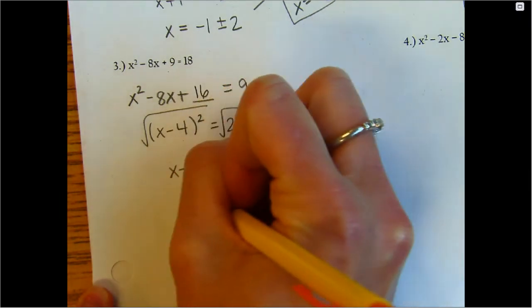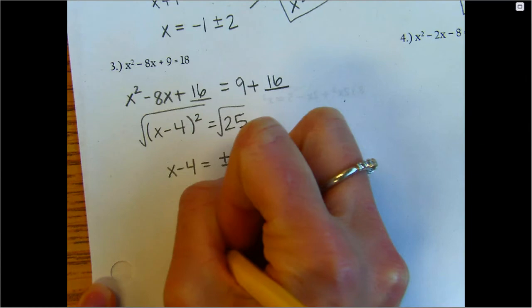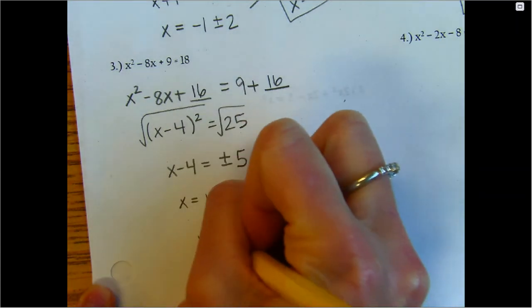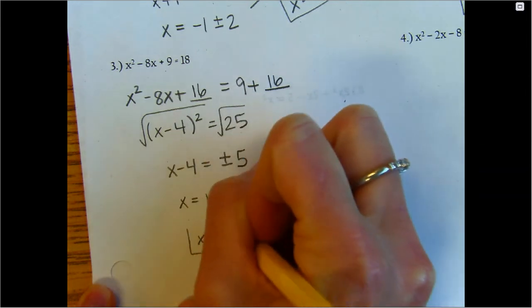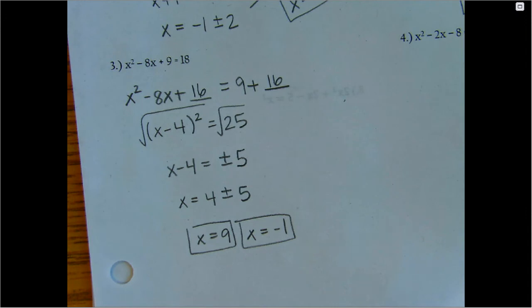All right, so add that 4 over. So 4 plus or minus 5. 4 plus 5 is 9. 4 minus 5 is -1. So those would be my two solutions. Okay, let's look at one more.